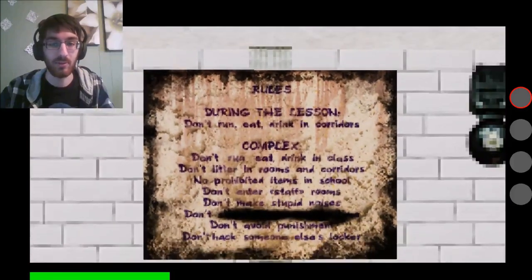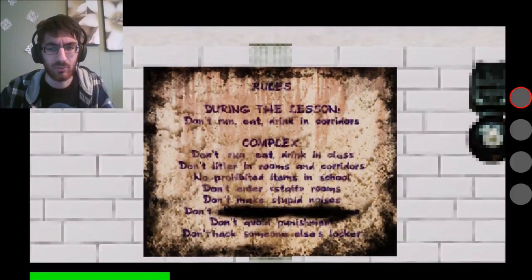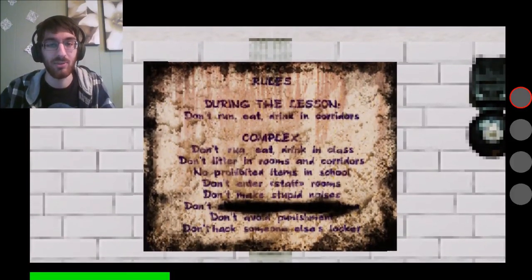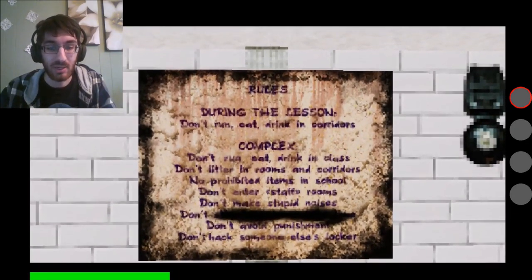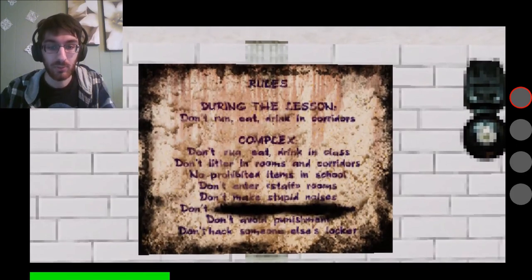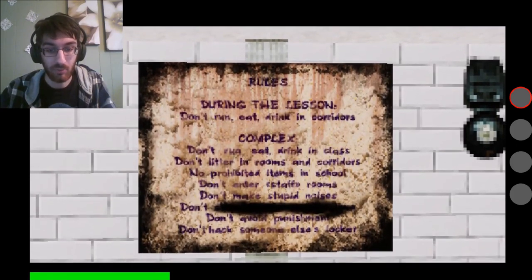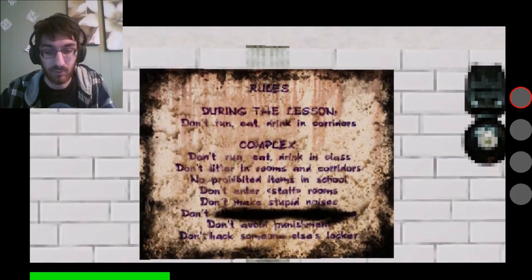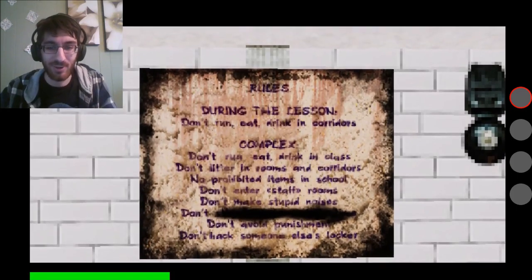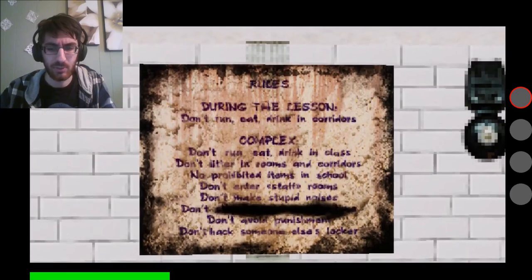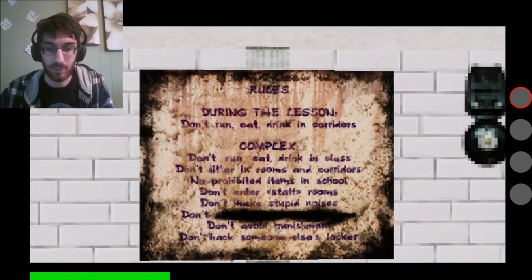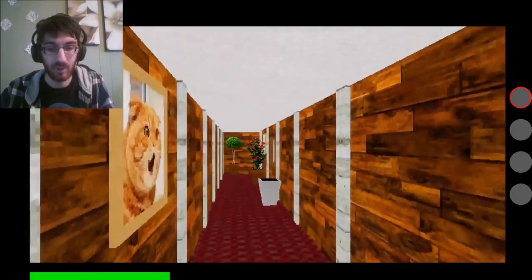Rules. During the lesson, don't run, eat, drink, and quarters. Oh, I thought it said don't eat, don't think. Okay. Don't run, eat, drink, and class. Don't litter in rooms and quarters. No prohibited items in school. Don't enter staff rooms. Don't make stupid noises. Well, no guarantee on that. Don't avoid punishment and don't hack someone else's locker.